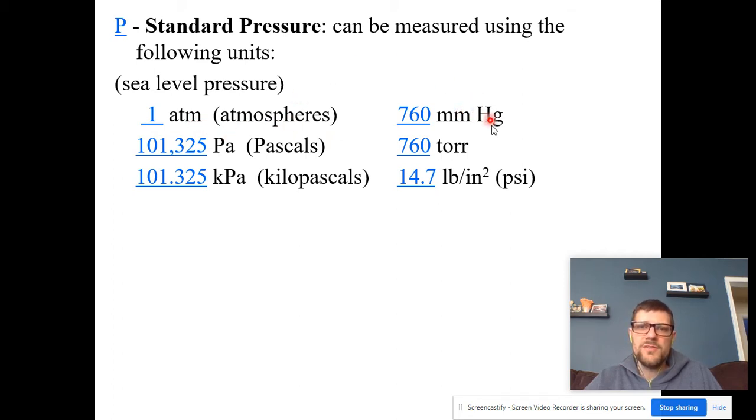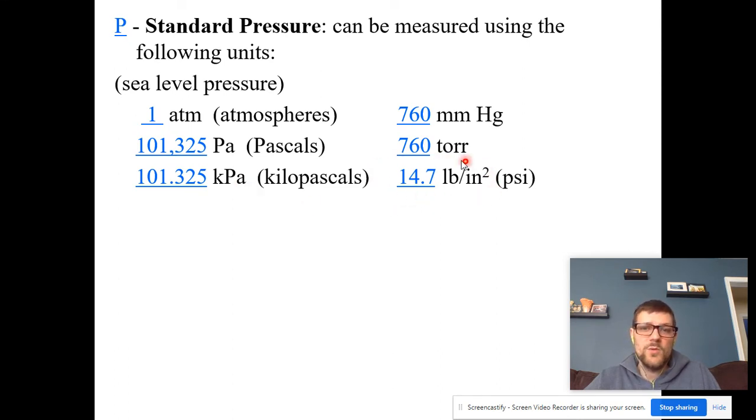Millimeters of mercury and torr are the same. I'll talk a little bit about where that millimeters of mercury as a unit came from when I show you a slide of a barometer in just a couple minutes here. Pascals and kilopascals are kind of the metric standard, so we have to put those in. Pascals, as you can see, is a huge number, 101,000. So we typically talk about kilopascals instead, but that's a sort of metric standard. And the English equivalent is pounds per square inch.